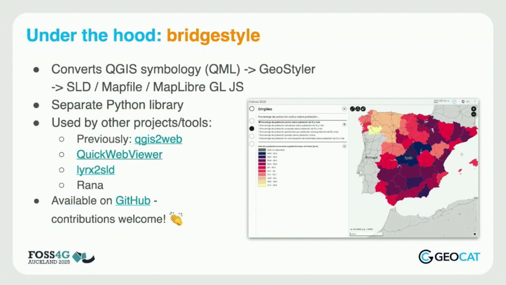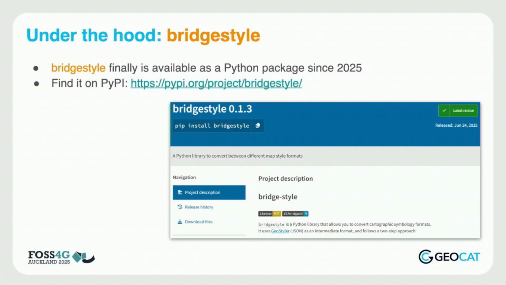There's also a quick web viewer that uses the same library layer to SLD conversion utility. Rana, which is I think a platform that creates really nice maps for the web, and so it's available on GitHub, and you can contribute to that. It's actually available as a Python package since this year. So you can find it on PyPI, and you can install it and then use it in your Python scripts, programs.